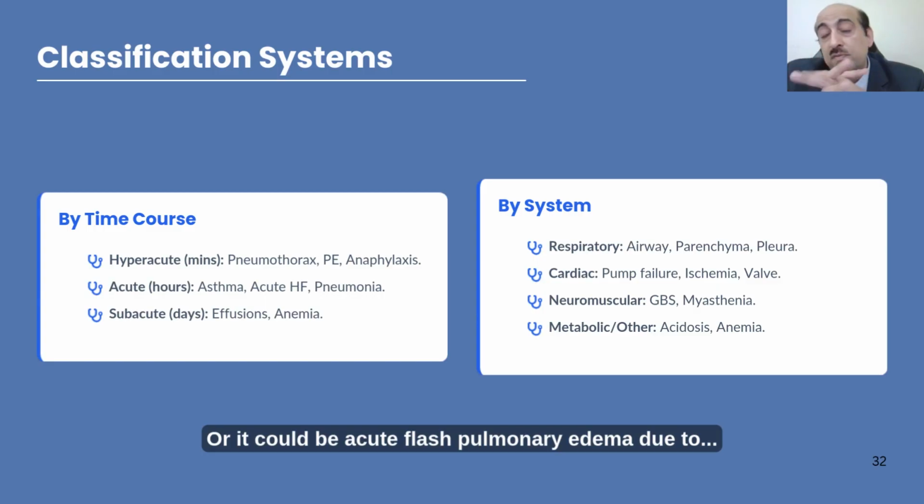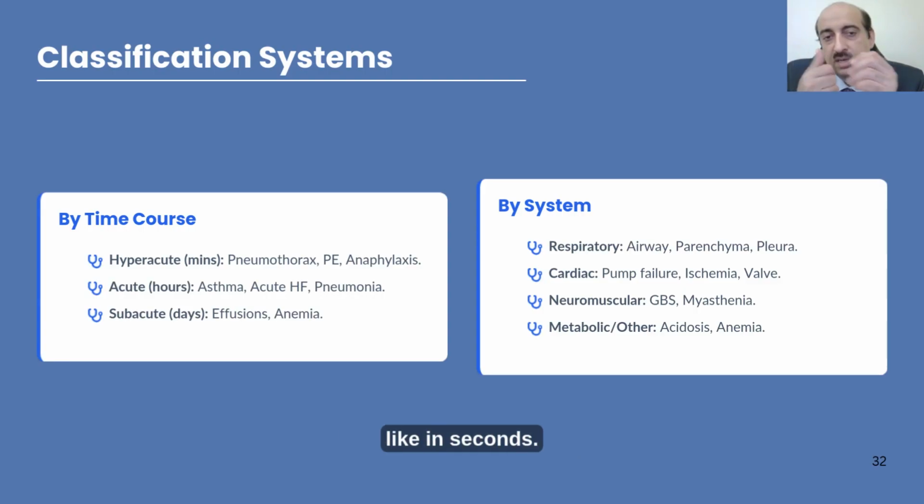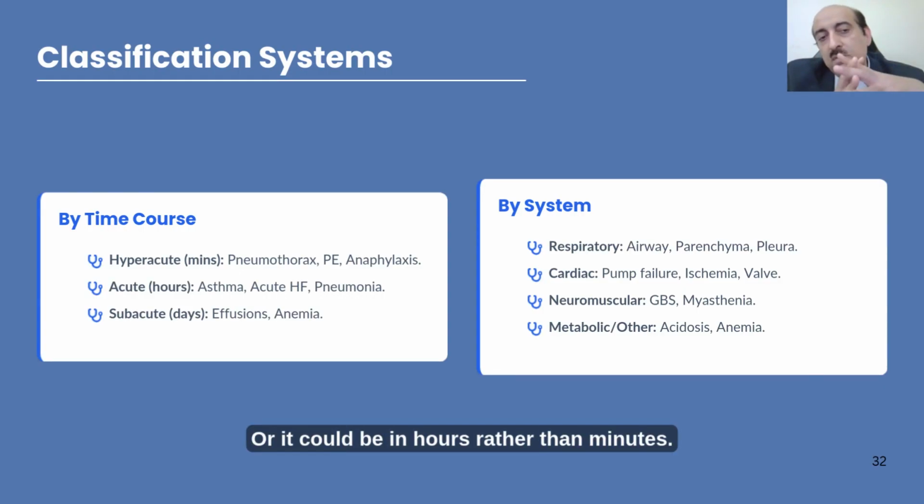Or it could be acute flash pulmonary edema due to sudden cardiac mechanical issues, a valvular rupture, or a ventricular septal defect, or any etiology which leads to sudden acute flash pulmonary edema, like in seconds. Or it could be in hours rather than minutes.